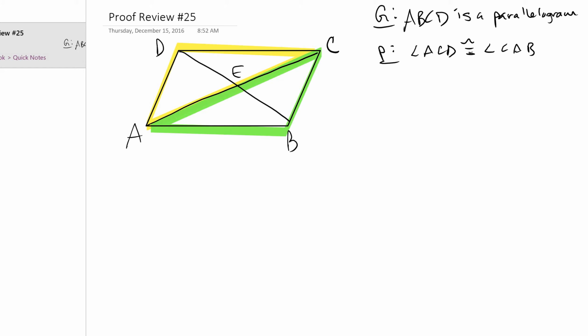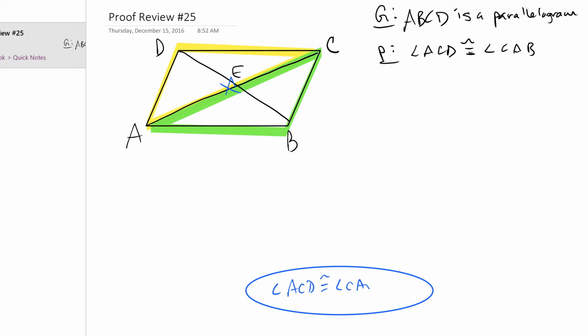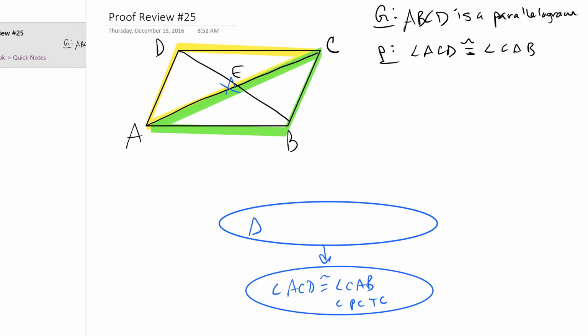So one of the first things that I notice here is I'm definitely going to be able to use the reflexive property of congruence. So for the reflexive property of congruence, I know that at the end, I'm going to have angle ACD is congruent to angle CAB by CPCTC. I know I'm also going to be able to prove that the two triangles are congruent. Triangle ACD is congruent to triangle CAB. I just don't know why yet.